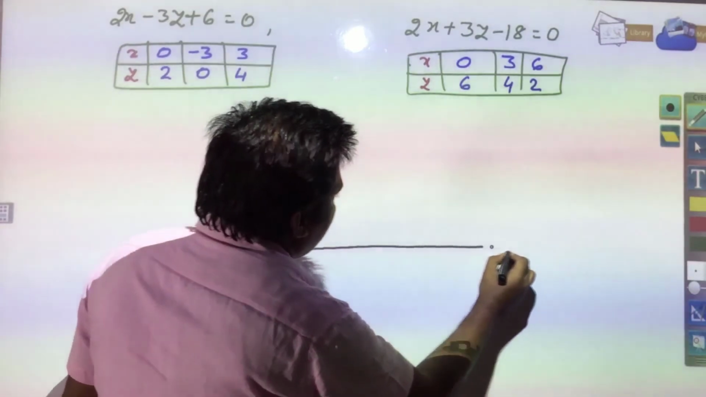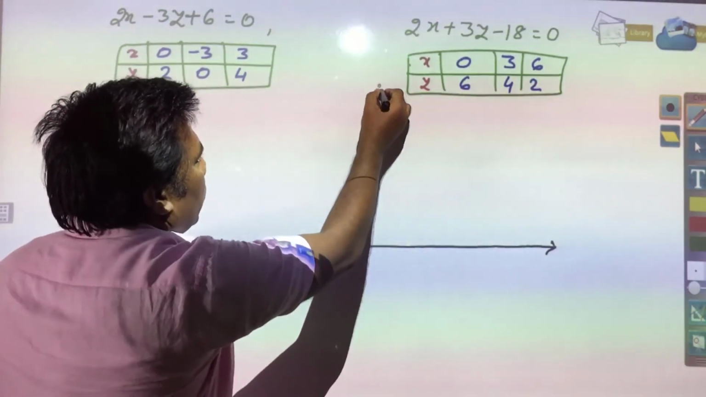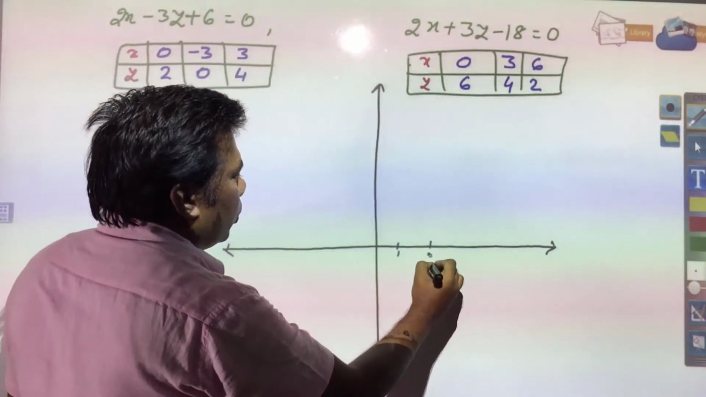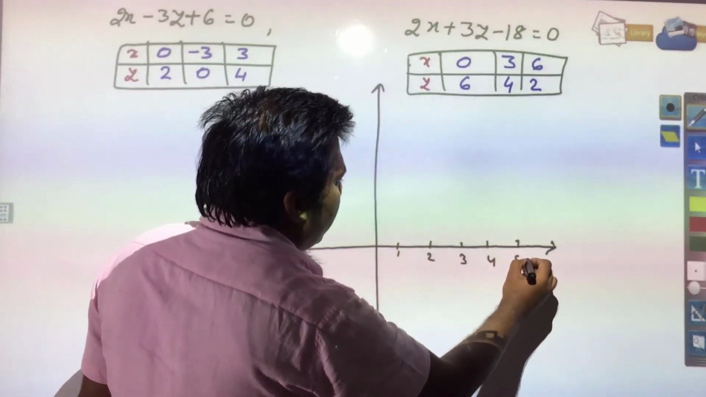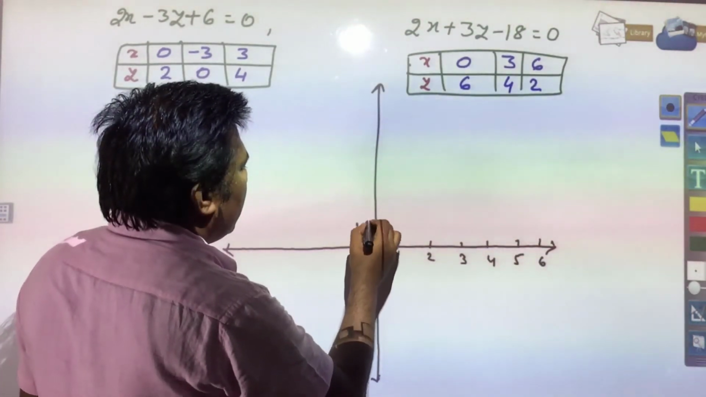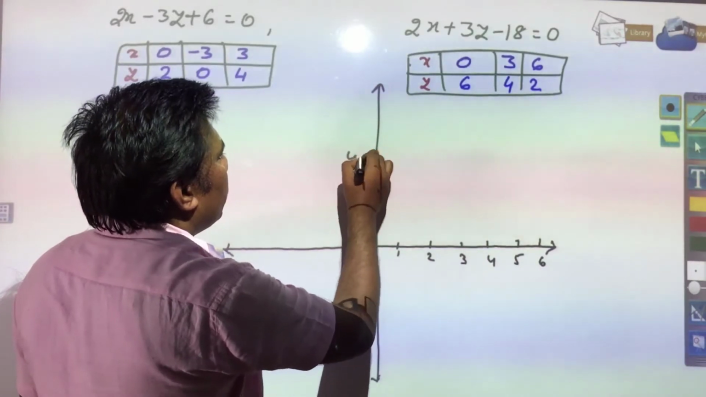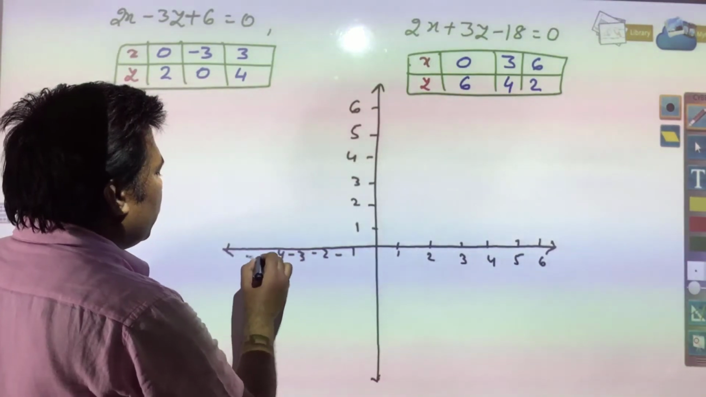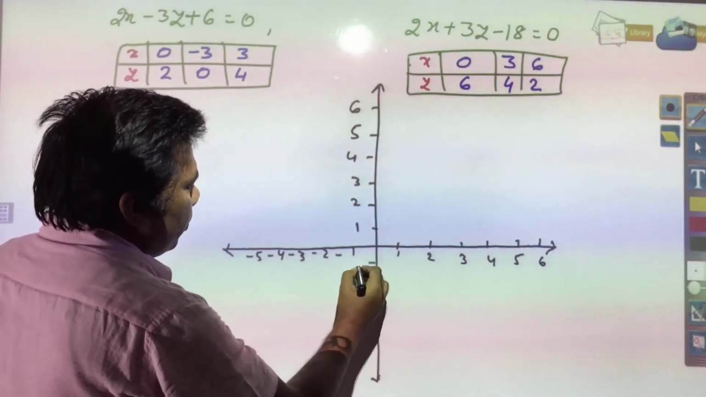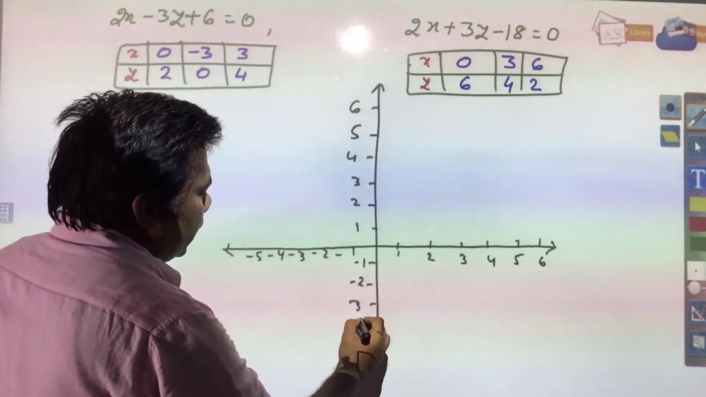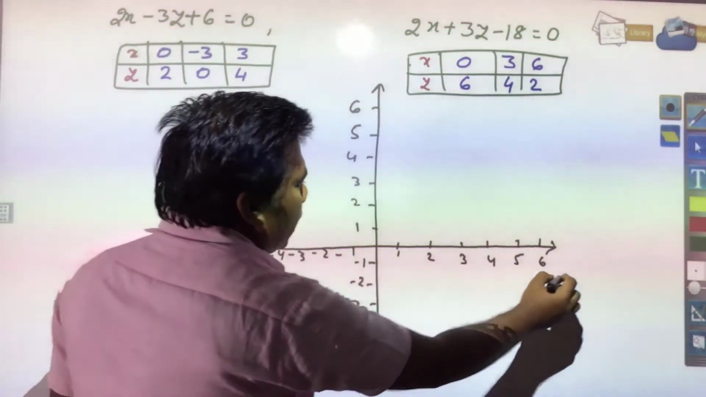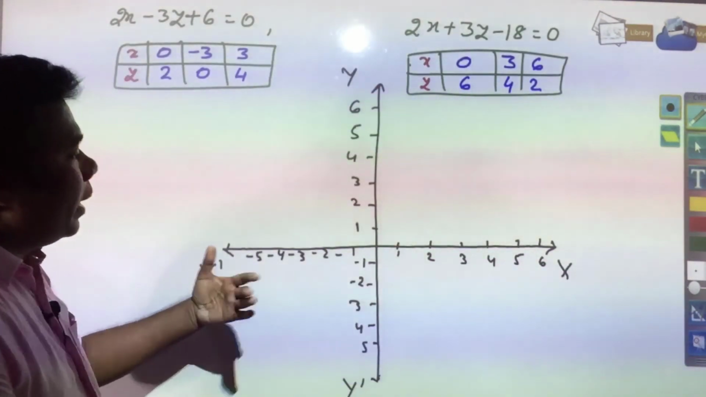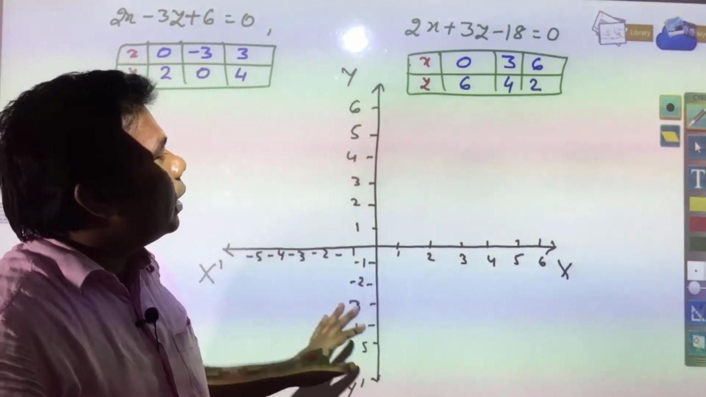Suppose this is your x axis and this is your y axis. So, this is 1, 2, 3, 4, 5, 6, and minus 1, minus 2, minus 3, minus 4, minus 5 and so on, and this is minus 1, minus 2, minus 3, minus 4, minus 5 and so on. This is x, x dash, y, y dash. Again I am saying the same thing, this is required to be done on graph sheet.